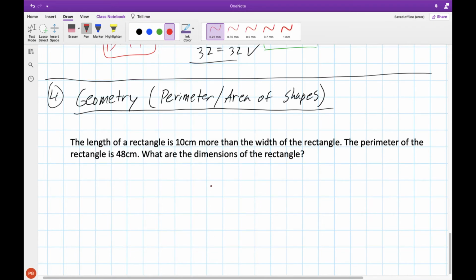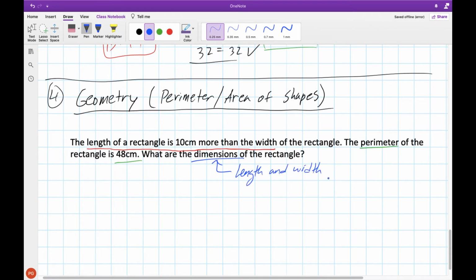The last common type of problem that we see for these word problems is geometry. Usually talking about the perimeter or the area of a shape, for instance, a rectangle. Here we're told that the length of a rectangle is 10 centimeters more than its width, and our perimeter is 48. We want to know what the dimensions are. If you don't know, when it's talking about dimensions, that just means the length and the width.